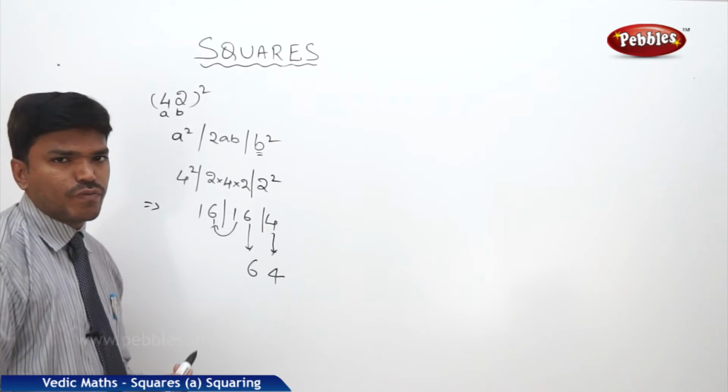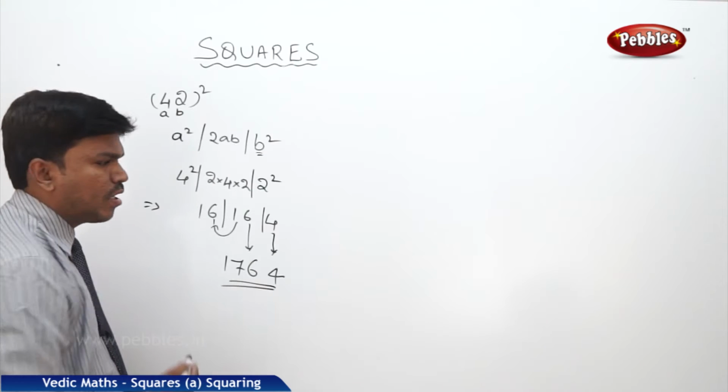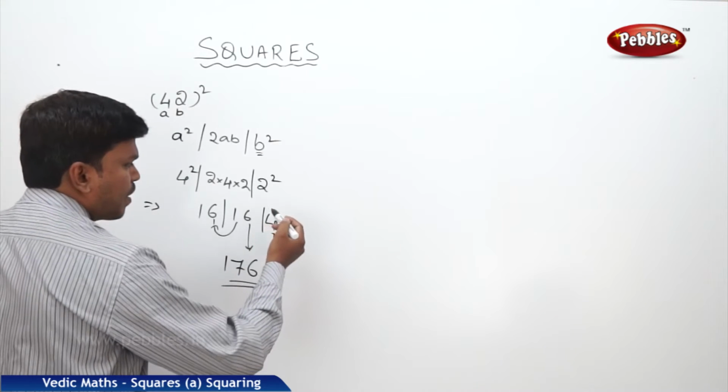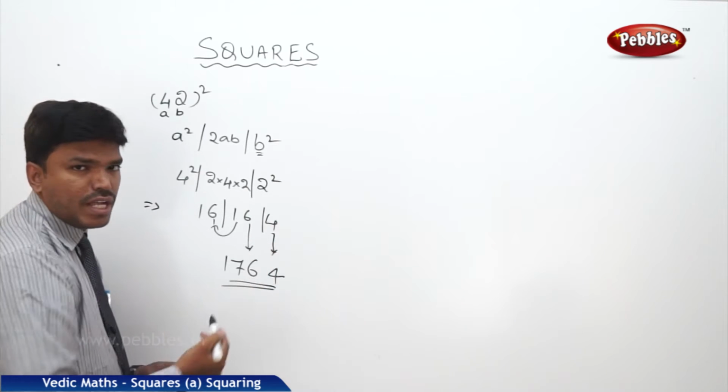So 16 plus 1, 17. So my answer is 1764. Once again I repeat, simply drop the ones place digit. Here there is only one digit, and just like I am dropping as it is.